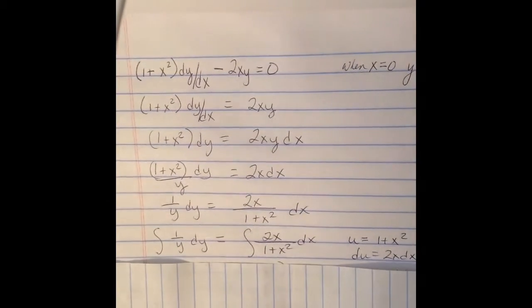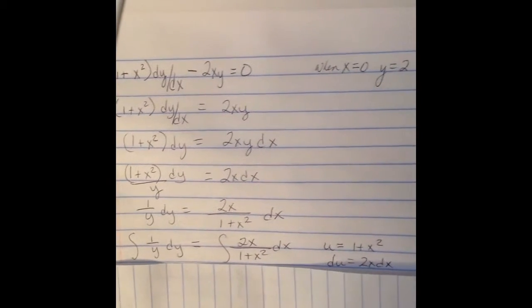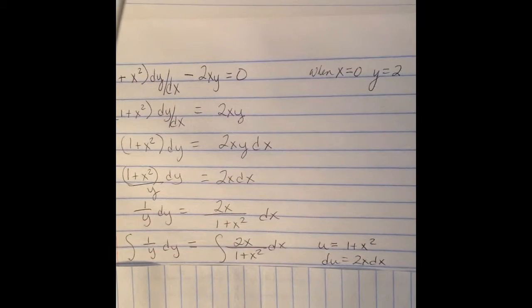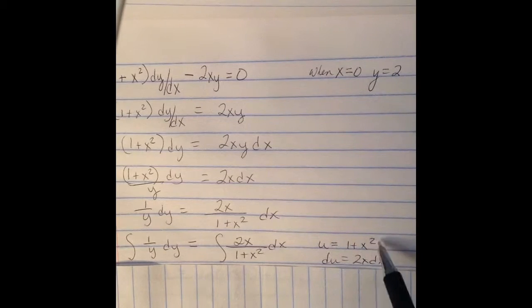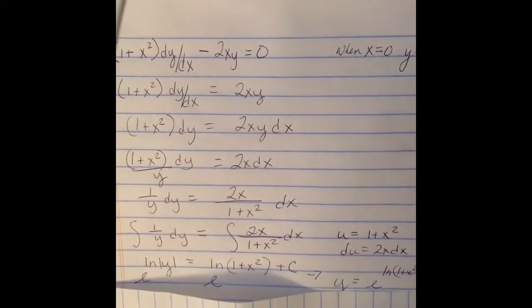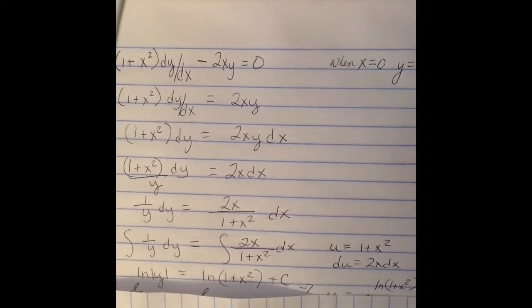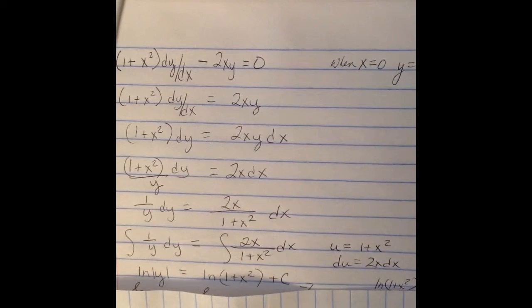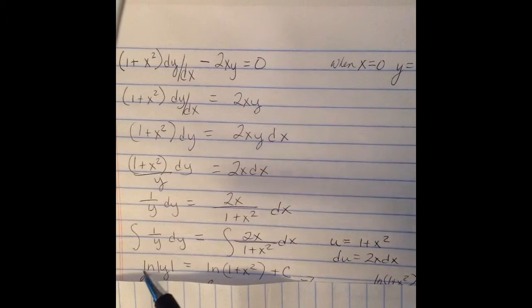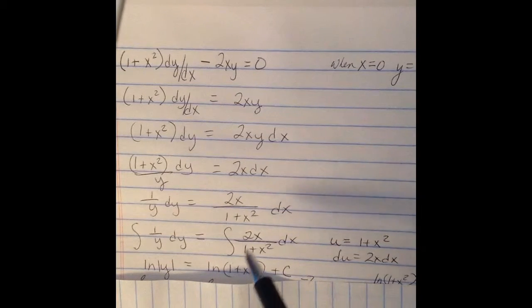So if I set up my integrals, I get this. And then, of course, I'm going to have to do u substitution for this side. So u equals 1 plus x squared, du will be 2x dx. So I'm going to end up getting ln of y, because that would be the integral of that. And then the integral of 1 over u would be ln of this plus my c.